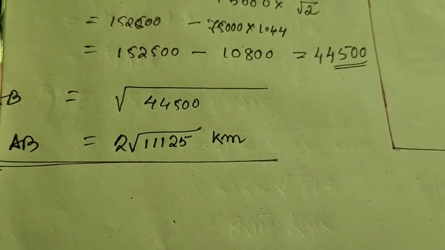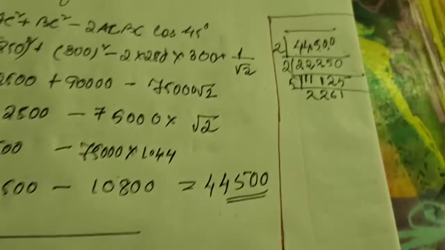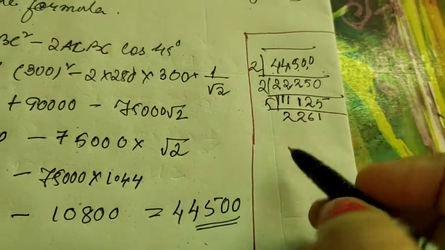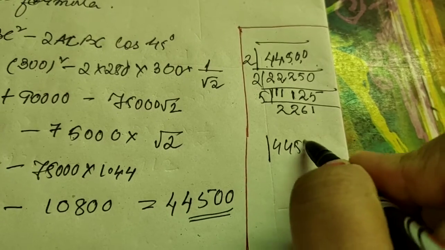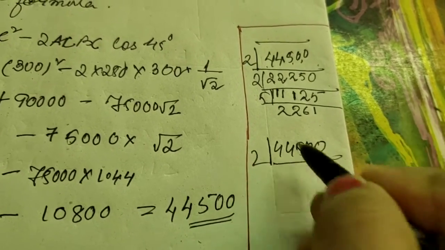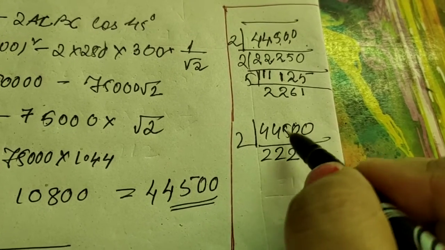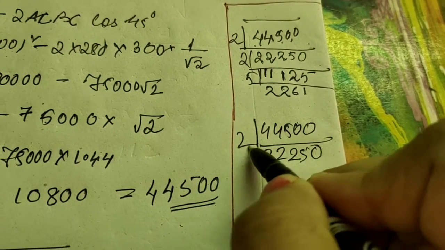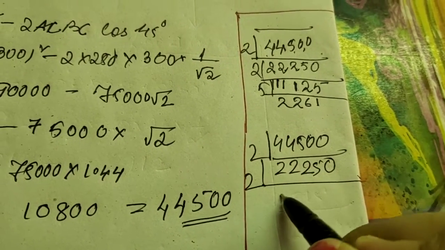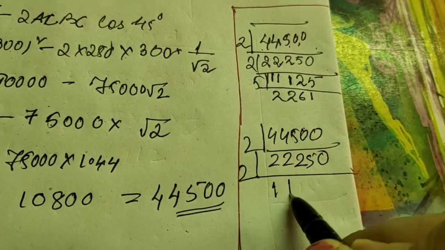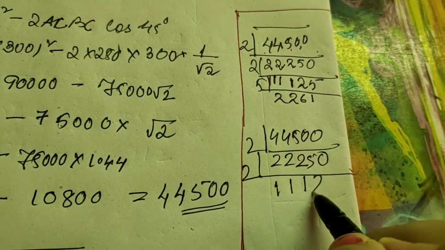So what will be the value of AB? How can we find it out? We have to go for the factorization of 44500: divided by 2, that is 2, then again 2, then 11125, then 5 and 5.